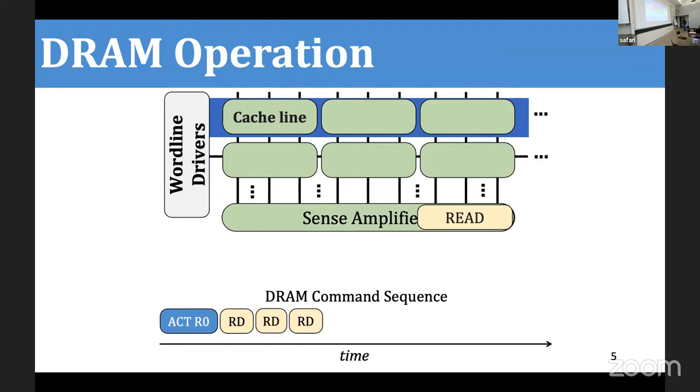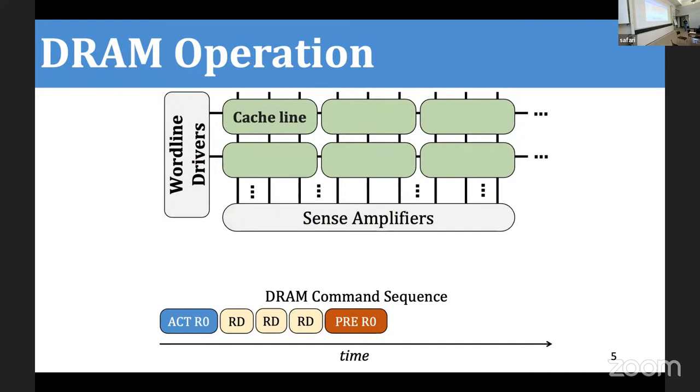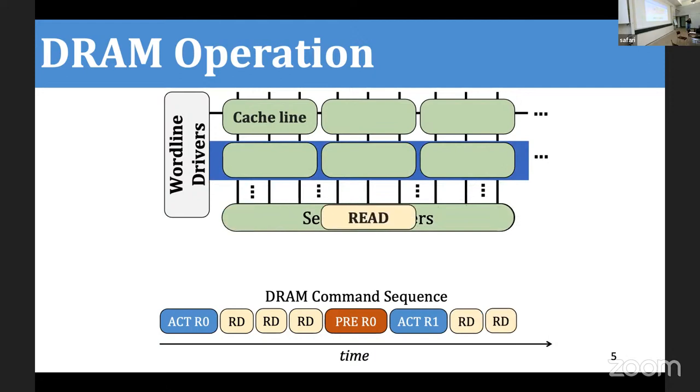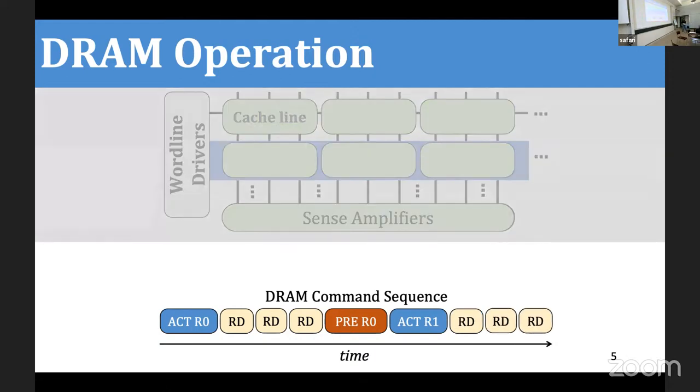And if we want to read the second row now, we first need to close this row by a precharge command. Precharge means that we set the bitline voltage to VDD/2. Then we do the same operation to read the second row. To ensure correct operation, we must obey certain timing parameters that we define now. The first one is the activation latency, also called tRAS. Basically, it's the interval between an activation and a precharge. Then we have the precharge latency, tRP, and the access latency.